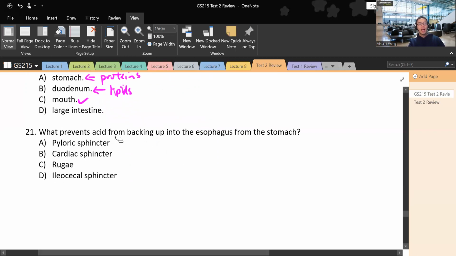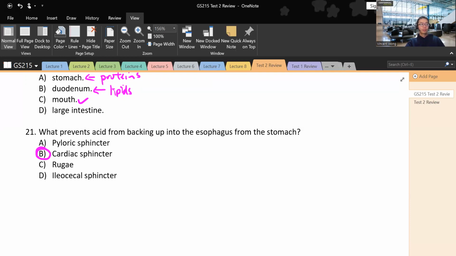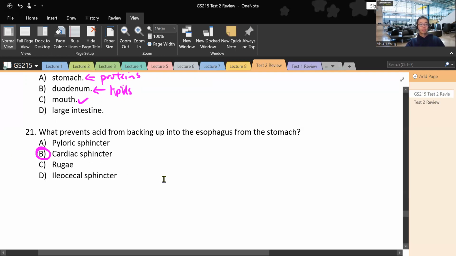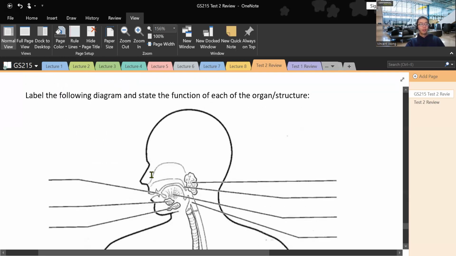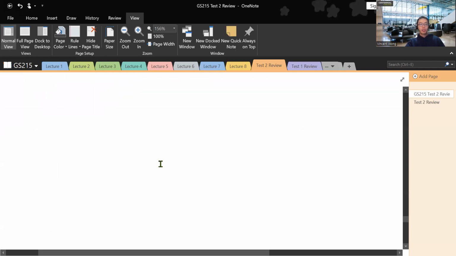What prevents acid from backing up into the esophagus from the stomach? That would be the cardiac sphincter. If the cardiac sphincter does not function properly, then the acid comes back up and it could give you heartburn. And that's it for the multiple choice.